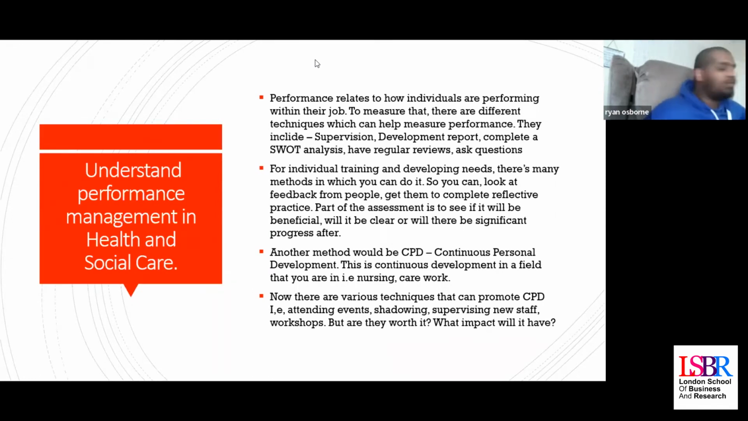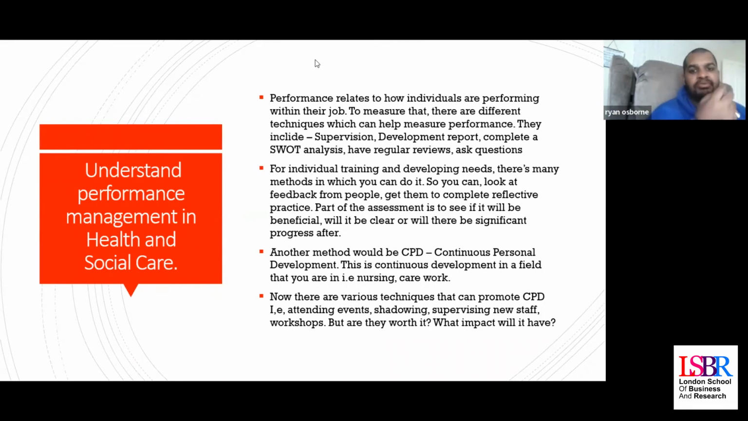So let's now talk about the ways in which you can promote CPD. When you are promoting CPD, there are many ways that you could promote that. So you can attend events. These events would link to your role in the industry.